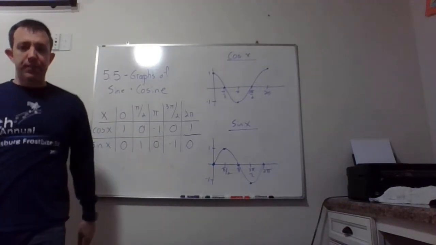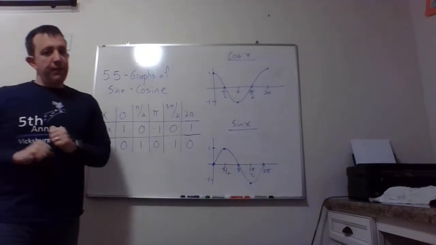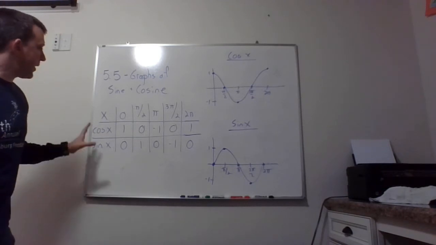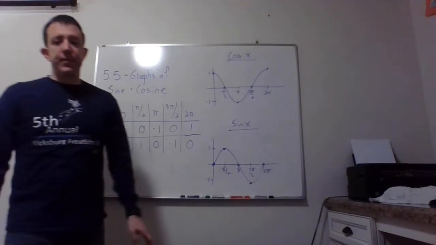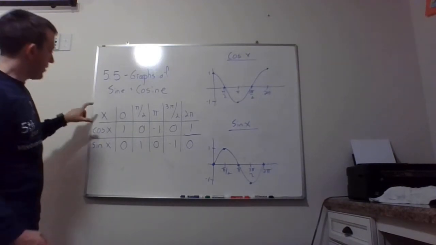Let's do graphs of sine and cosine. So this is section 5.5 in your book. We're going to have a lot of fun here. This will probably take a few videos, might take a couple of videos to actually get all the way through, because I don't know, we'll see how long I have to talk for here. All right, so here's how I wanted to start.